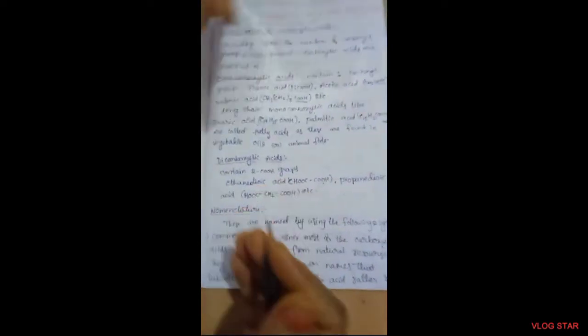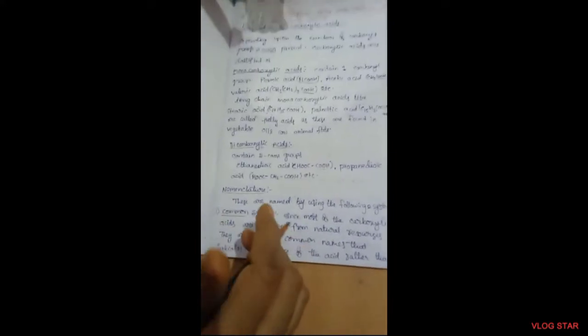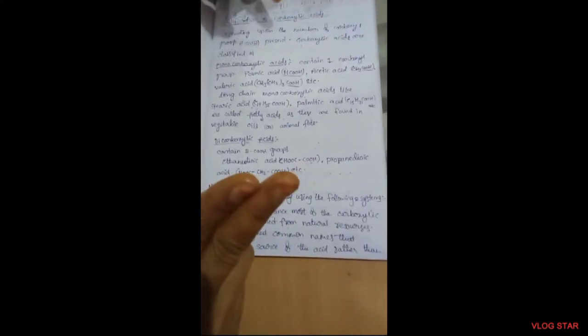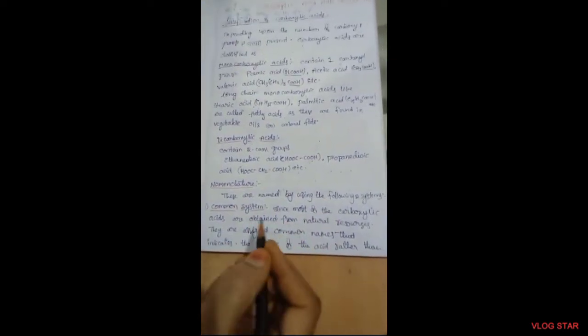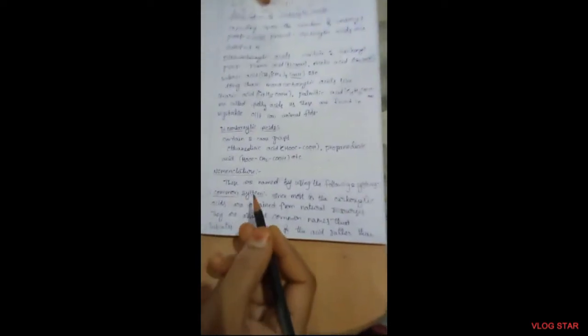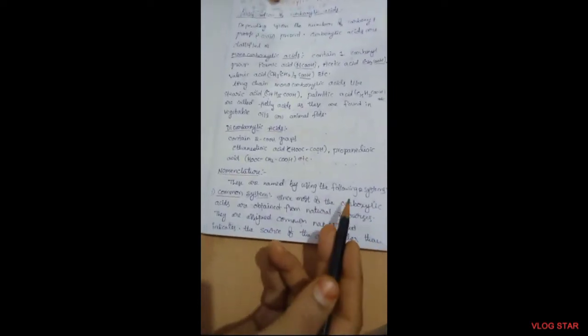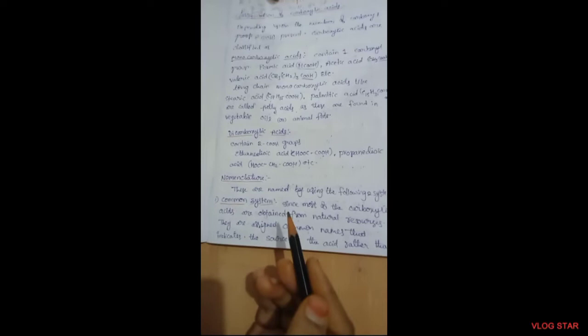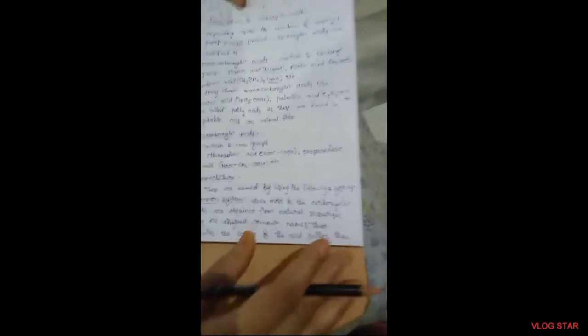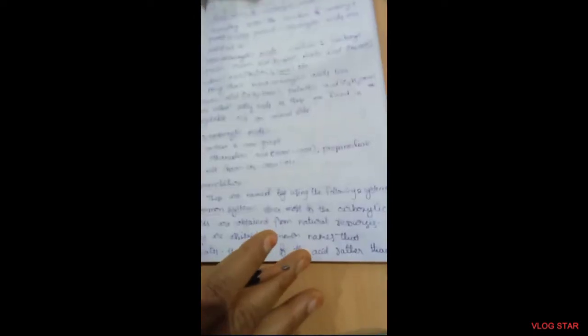Now coming to the nomenclature. How do we name the compounds? This nomenclature has two systems, common system and IUPAC system. We all know the IUPAC system. First we will discuss the common system. How do we call these acids? They are named by using the following two systems. What are they? Common system and IUPAC system. IUPAC means International Union of Pure and Applied Chemistry.